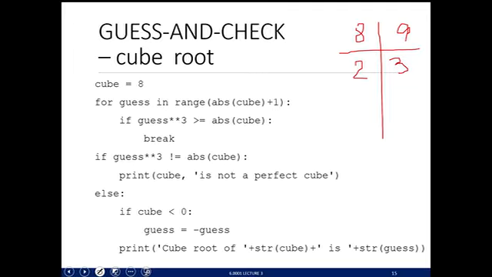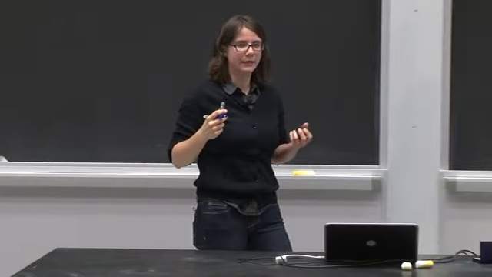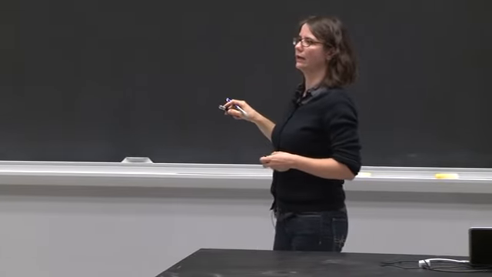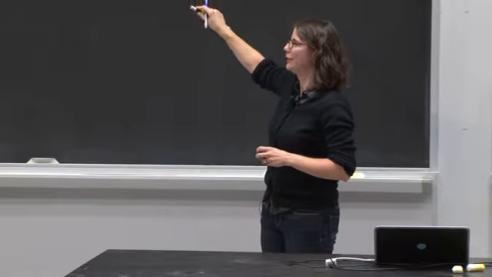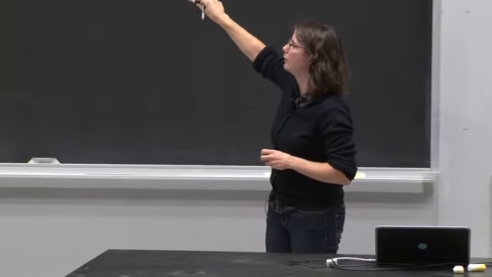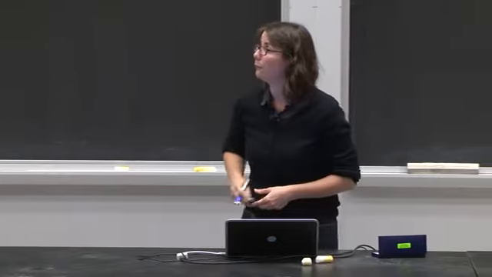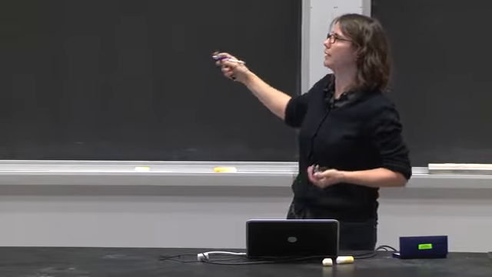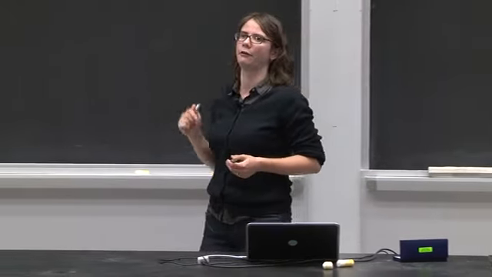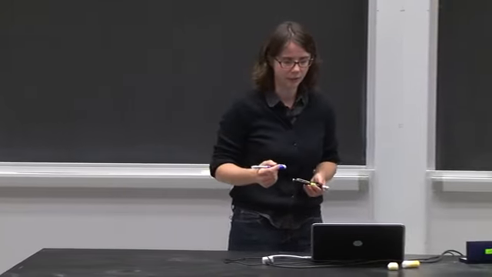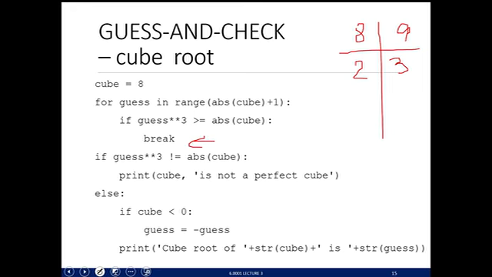So this code tells us once we've picked a number that's beyond the reasonable number for the cube root of our cube, then we should stop. Because again, it doesn't make sense to keep searching. If 3 to the power of 3 is already greater than 9, 4 to the power of 3 is also going to be greater than 9, and so on. So once we break here, we either have guess being 2 or guess being 3, depending on what cube we're trying to find.